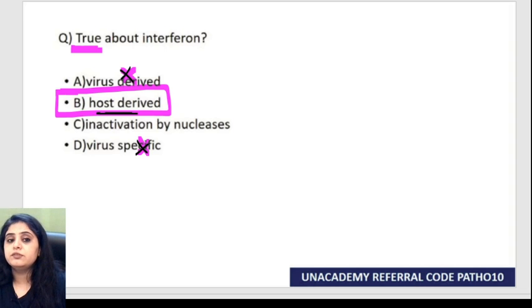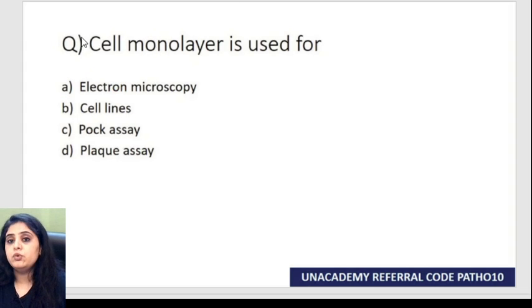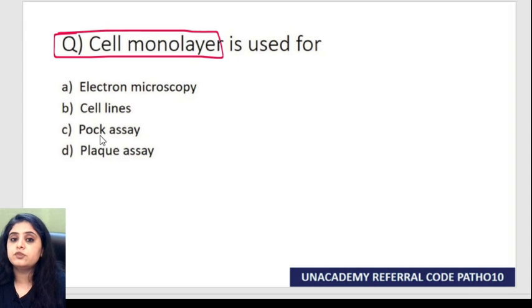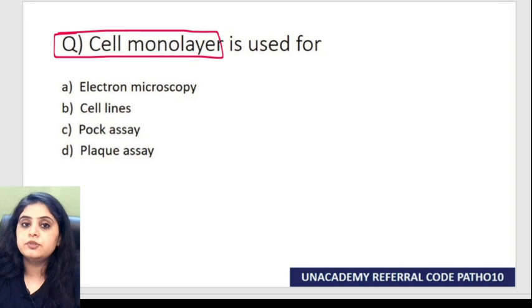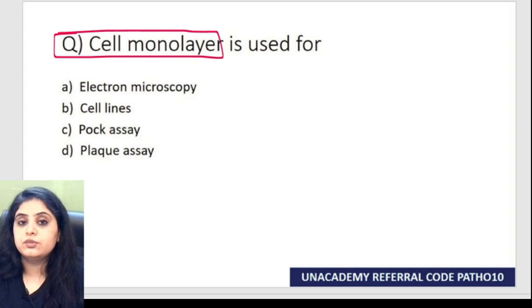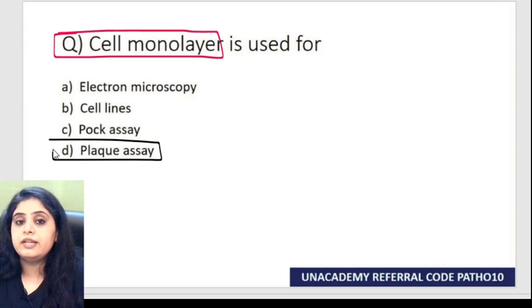Well, having done with this one as well, now let's move on to the next set of questions, and this is to do with this. Cell monolayer is used for what? So cell monolayer is used for electron microscopy, cell lines, POC assay or plaque assay. So this is again not a question that has come in your previous years, but the topic has definitely come. And the answer to this question then happens to be plaque assay. So cell lines, monolayer cells are used in plaque assay, and I'll explain that in a while.